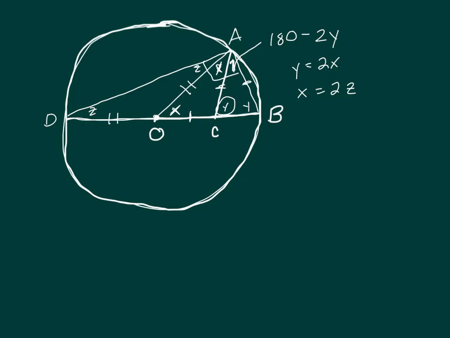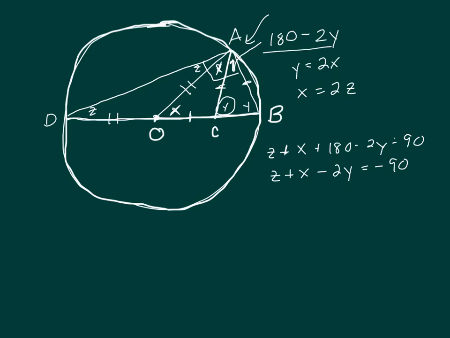And we know that angle CAB is 180 minus 2y. I know that the sum of these angles at the top has got to be 90. So that's going to be Z plus X, Z plus X, plus 180 minus 2y, which has got to give me 90. And that's Z plus X minus 2y equals negative 90.